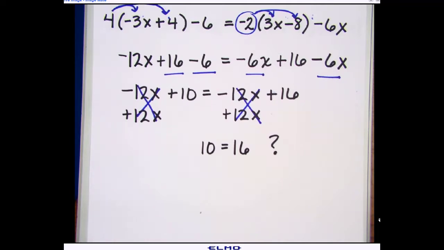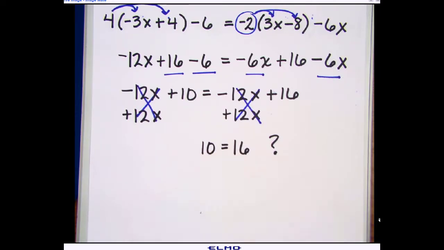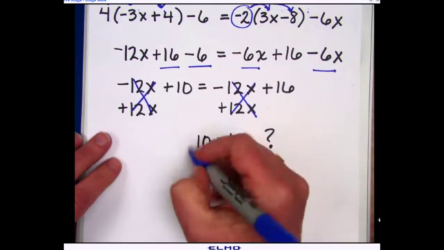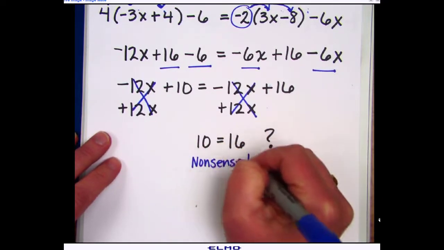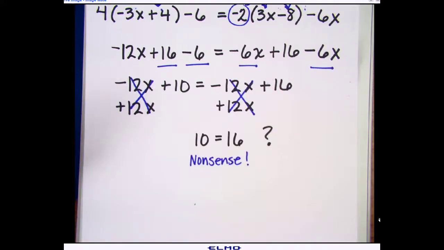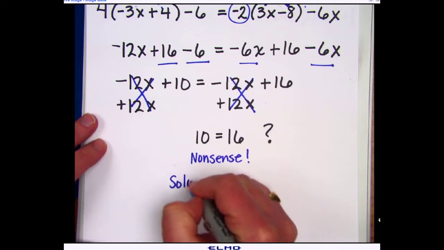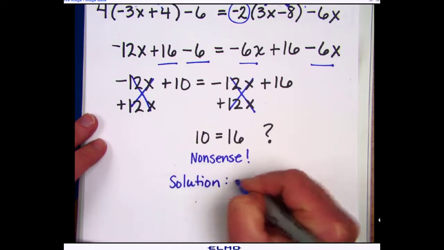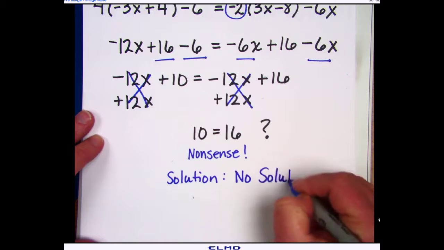Well, your first instinct is that you've done something wrong, but in reality, we have not. This is not new math. 10 is not the new 16. What we've ended up with is what I like to call nonsense. It doesn't make sense at all. So when we end up with nonsense, our solution is going to be that there isn't one. In other words, we'd say no solution.